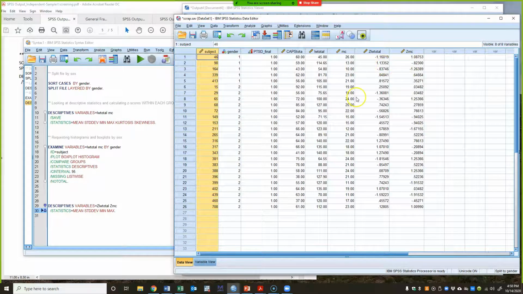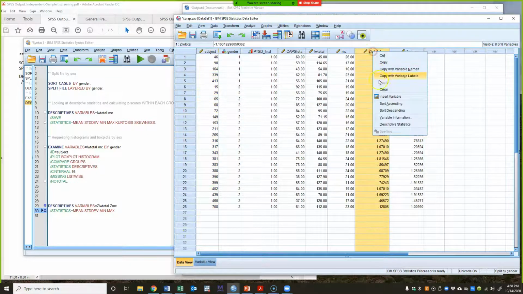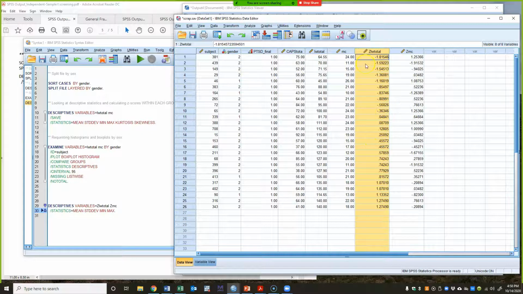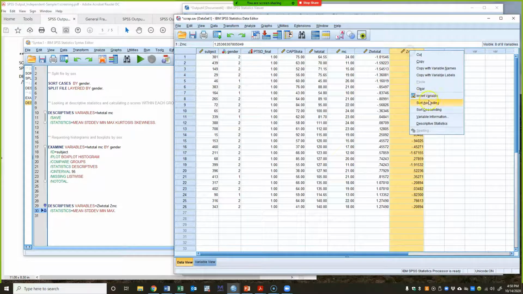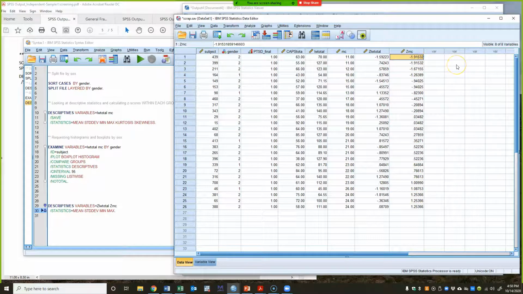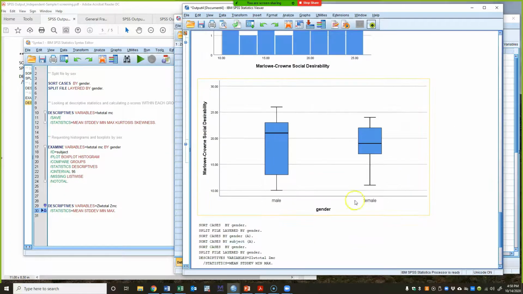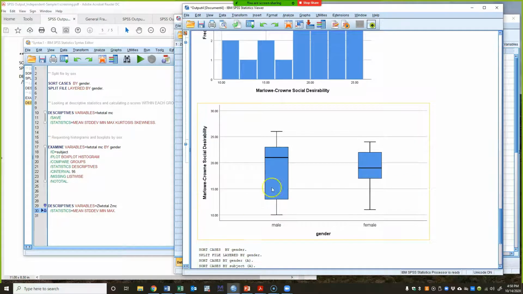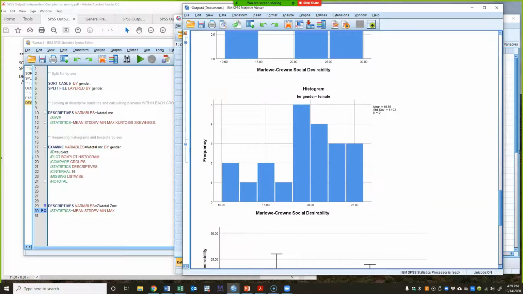And if I go up here and I sort my Marlowe Crown, among women here, that's Locke Wallace. So I've got a woman who scored close to 2 standard deviations below the sample mean, but in the grand scheme of things, I'm probably not too concerned about that, right? Again, looking at Marlowe Crown, here's my low score. It's not terrible.